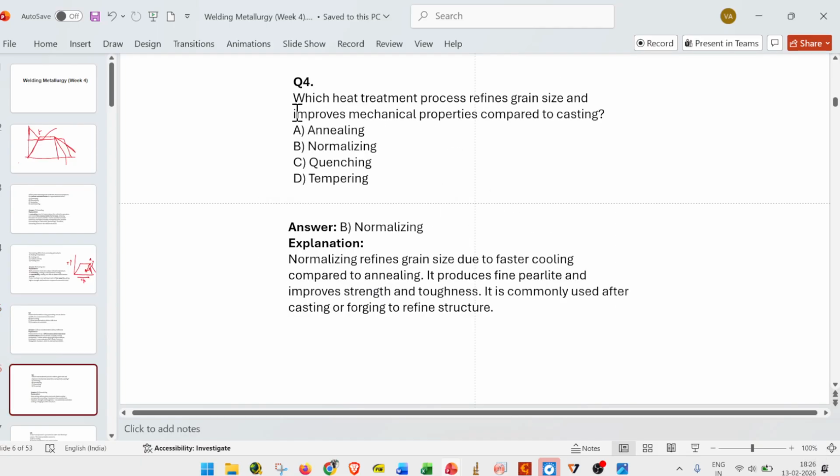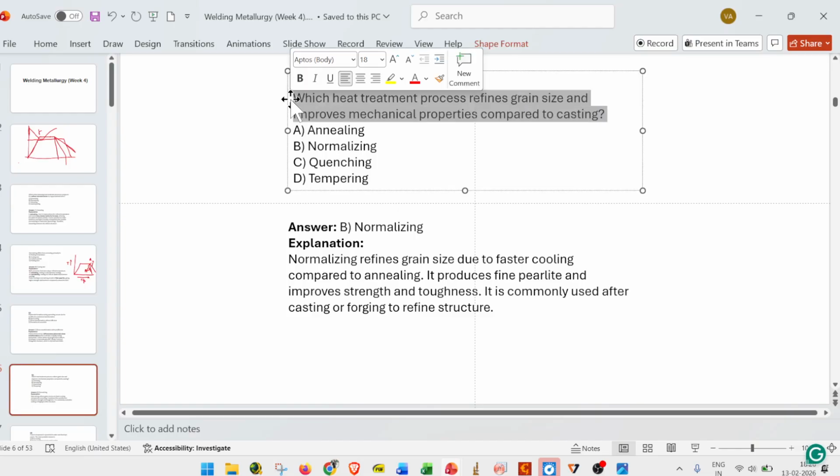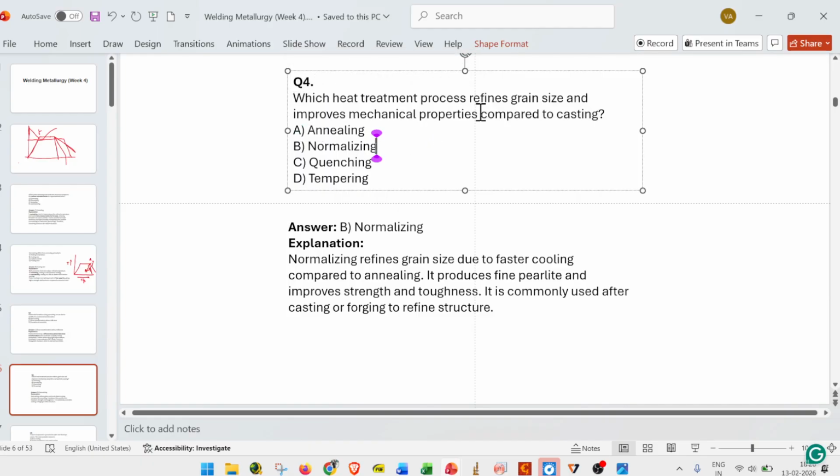Next, which treatment process refines the grain size and improves the mechanical properties compared to casting? Which one gives a much more refined grain size and improves the mechanical properties? Here he said "compared to casting", and that is the crucial word, because without a comparison to casting, it would be different.